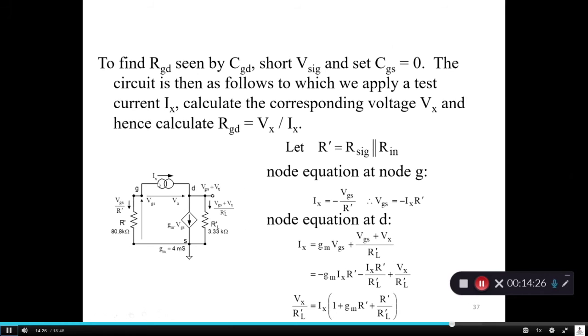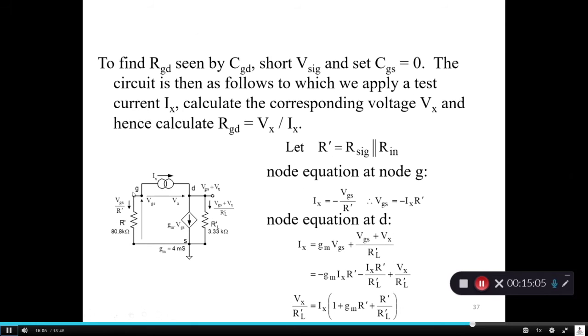Apply a test current, for example Ix, and then calculate the voltage across these nodes, across these points. Then we can find the RGD is equal to Vx upon Ix. RGD means the resistance looking from this capacitor, which was here like the previous circuit. RGD means resistance between gate to drain is equal to Vx upon Ix. Ix we are applying. Now the only remaining work is to calculate the Vx. Don't see the full solution altogether.